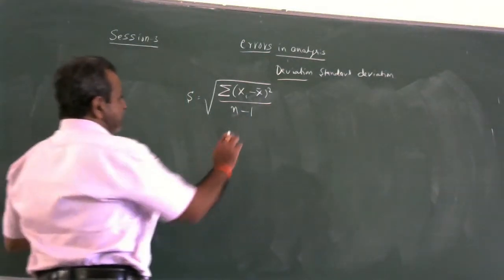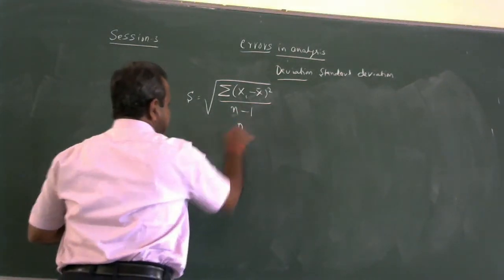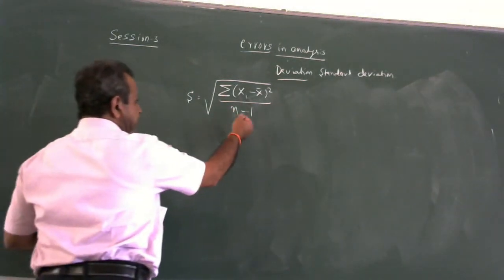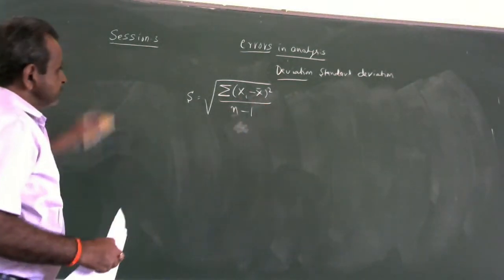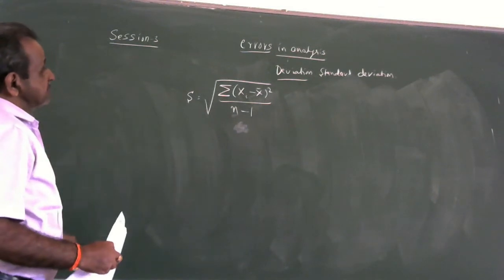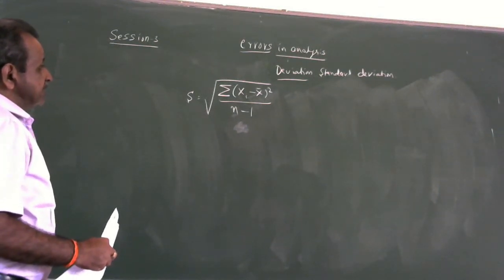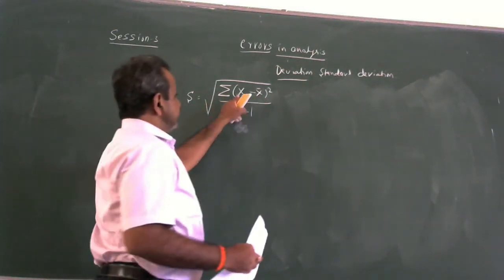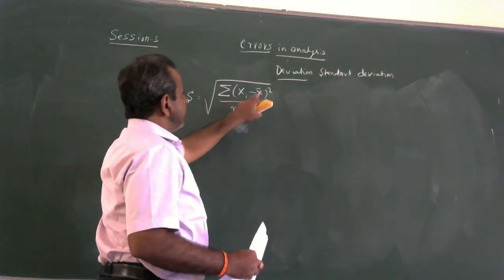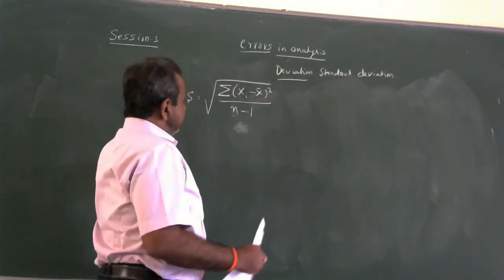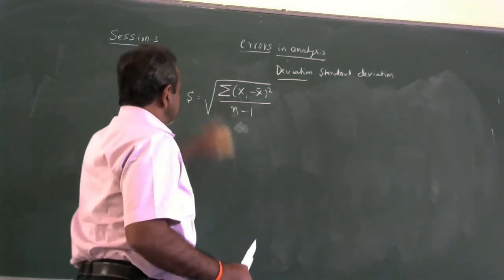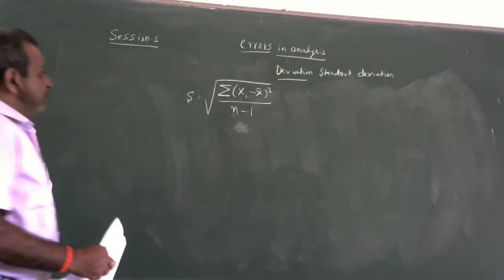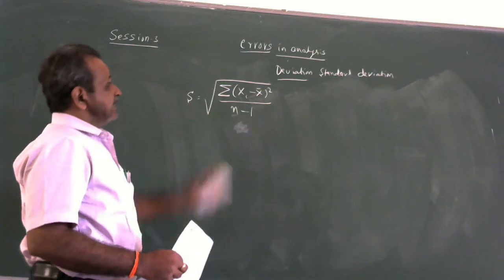If there is a small number of values, we can just use n. Or if a large number of values are there, we take n minus 1. Therefore, generally we use the formula S is equal to square root of sigma xi minus x bar squared, divided by n minus 1. So this is the difference between the individual value and the mean. Then we take the square and divide by n minus 1. This is the formula used to calculate standard deviation.